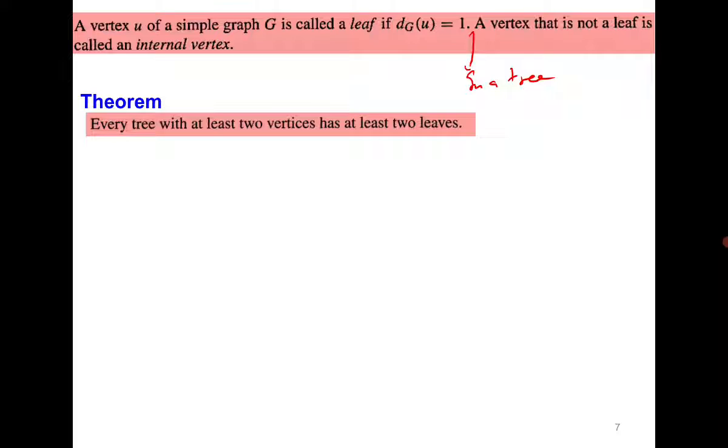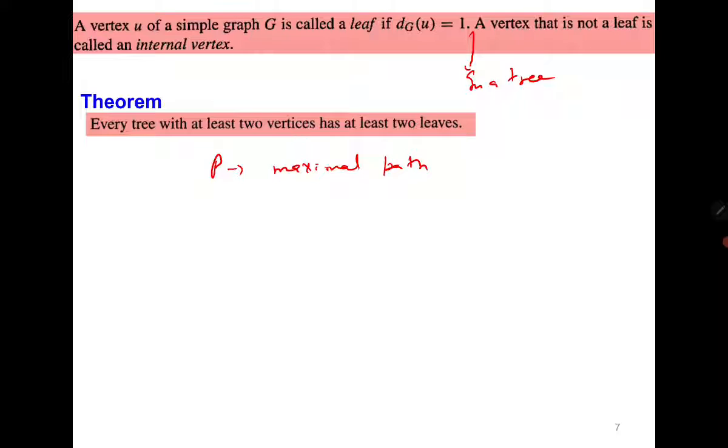So we need to prove that every tree with at least two vertices has at least two leaves. Very interesting result, and in this result we are going to use an approach which is used many times, especially when we are proving results related to trees. So to prove it, let us consider P a maximal path.